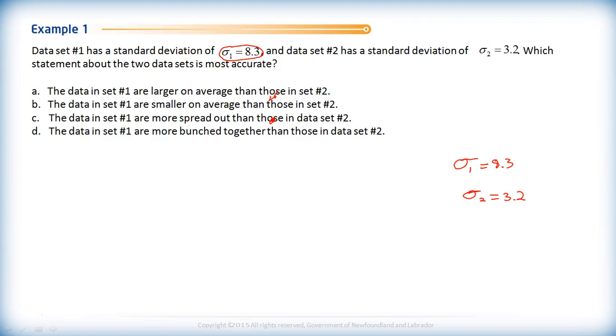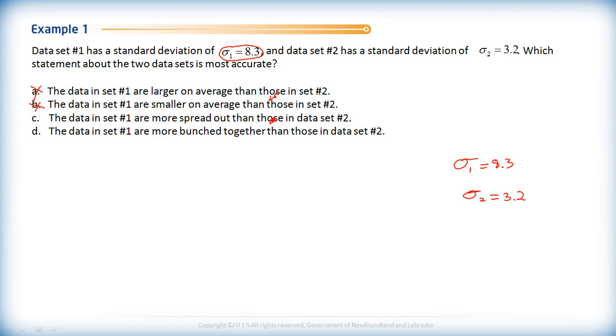It says, which statement about the two data sets is most accurate? A says the data in set 1 are larger on average. If all the numbers were bigger, that would mean they'd be bigger on average, but they wouldn't necessarily be dispersed as much. So I'm going to say no to A. For B, it says the data in set number 1 are smaller on average. Well, that's the same thing, just opposite. I don't think that's it. Part C, the data in set number 1 are more spread out than those in data set number 2. Yeah, that's probably what we're looking for.